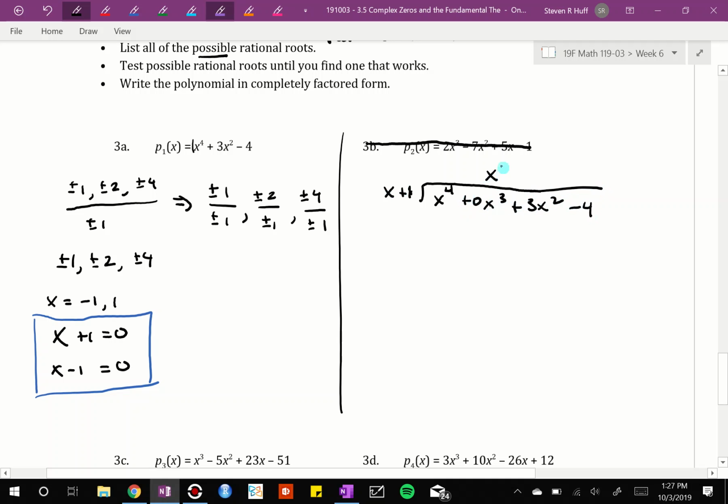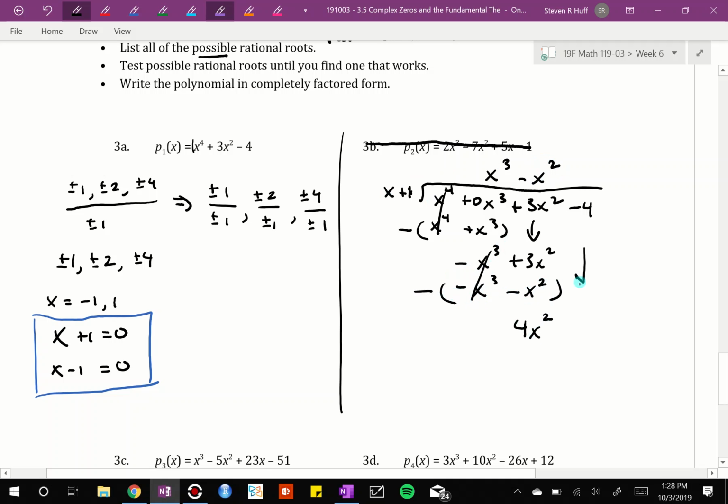This will be x cubed, that's x to the 4th plus x cubed, minus, those cancel out to 0, negative x cubed plus 3x squared, because this drops down. We get negative x squared here, so we get negative x cubed minus x squared, minus, so this turns into a positive, this is a positive 4x squared minus 4, and this would then, oh, I forgot the 0x, plus 0x.